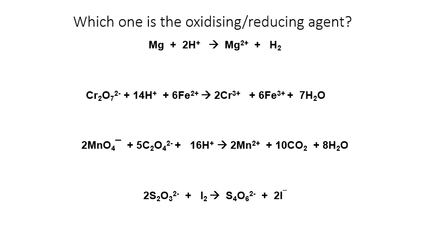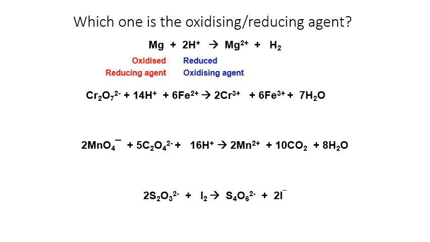Let's see if we can work out which one of these reagents in each redox reaction is the oxidizing agent and which one is the reducing agent. Here we have 4 redox reactions. I want you to pause the video now and try and work out which one is the oxidizing agent and which one is the reducing agent, remembering the oxidizing agent is reduced and the reducing agent is oxidized.